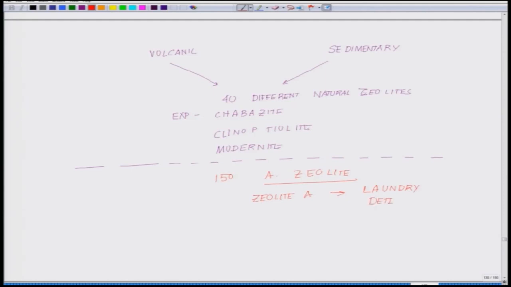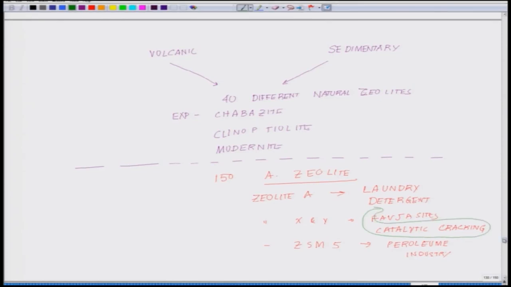Then you have zeolite X and Y, also called faujasites, which is used for catalytic cracking. We will come to what this catalytic cracking is all about. Then you have ZSM5; these are all used in the petroleum industry. Now having given you a brief idea about zeolites, it's a vast subject. So our concern, to reiterate, is this part, what this catalytic cracking is all about.